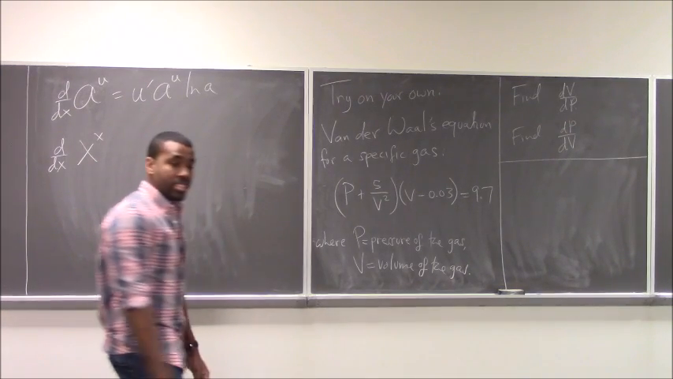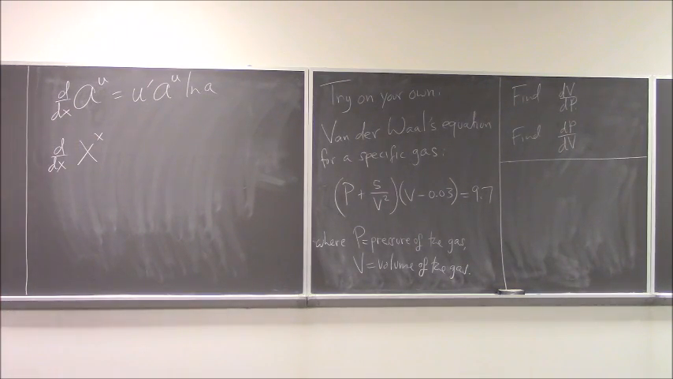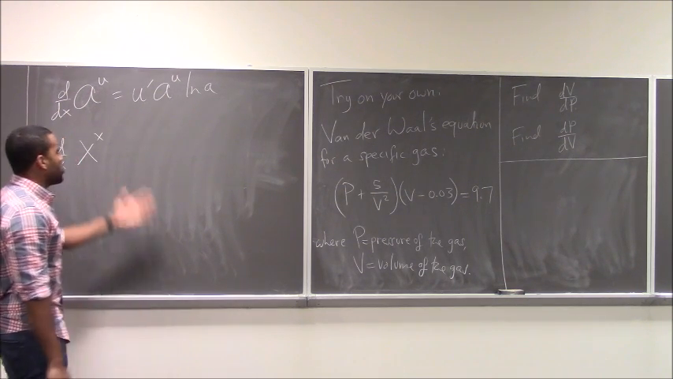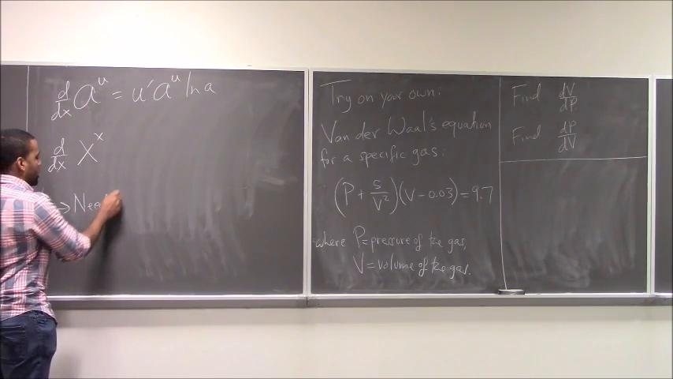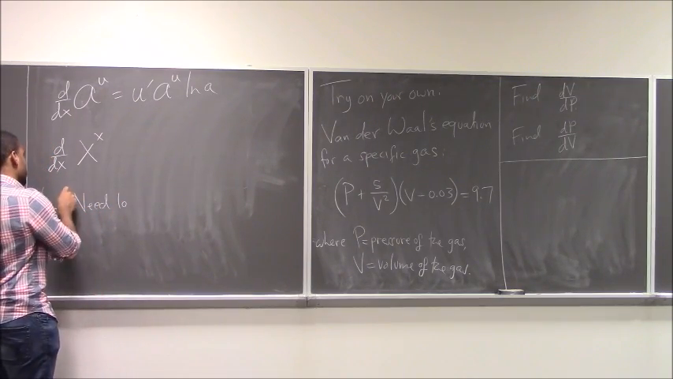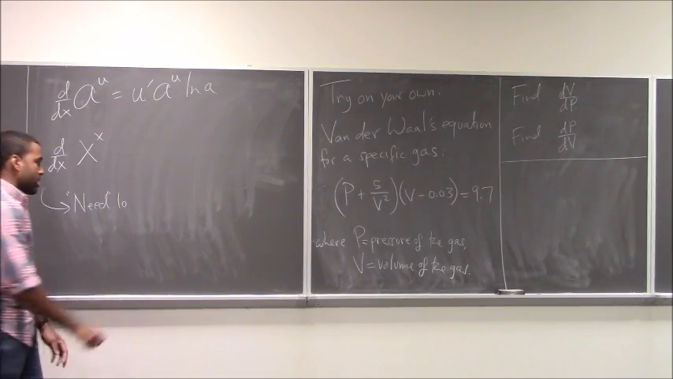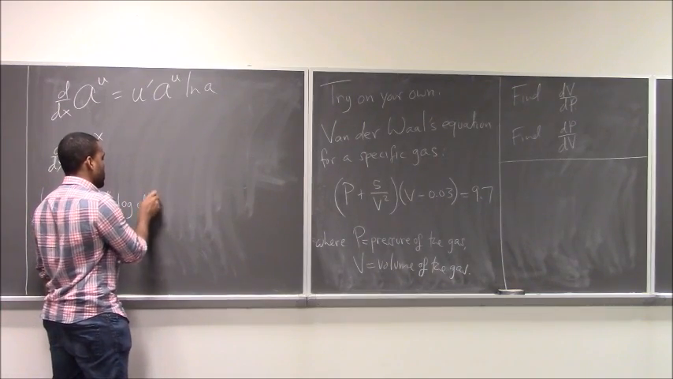Did you get x to the x? I don't know. I think I got it wrong, but I think it's x to the x times ln x plus 1. Well, that's what you got too? Okay. So how you'd answer these here is you would need log differentiation. I mean, you don't need it. There are other ways to get to these answers, but you will need log differentiation.